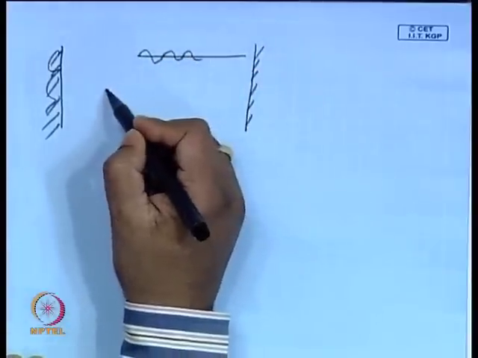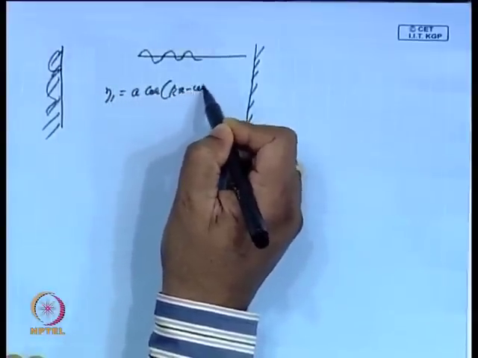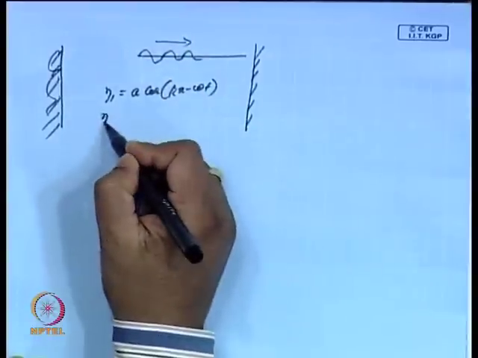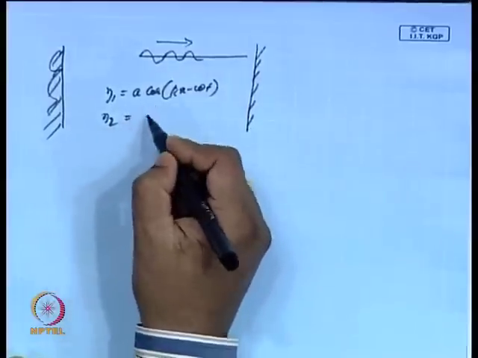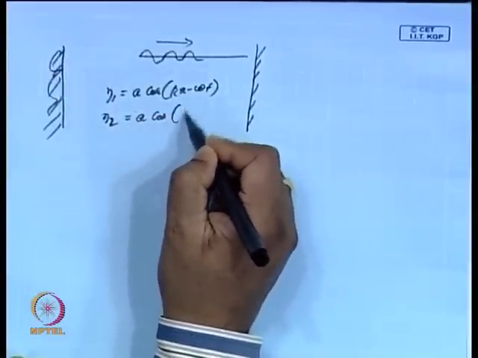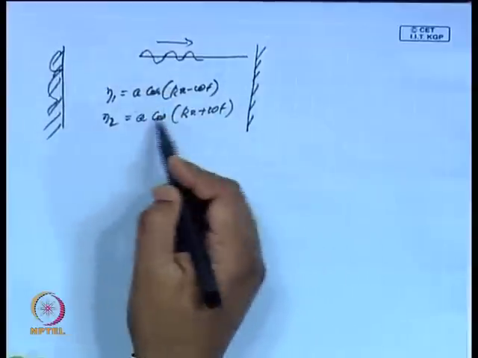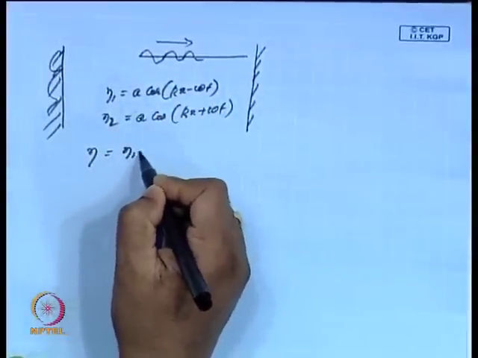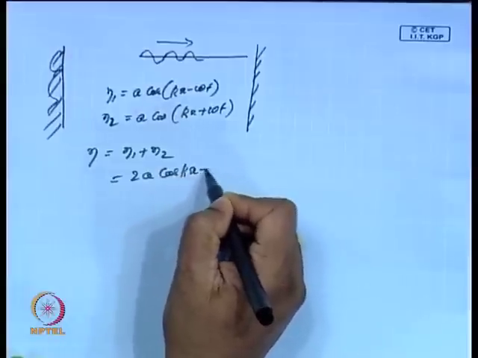Suppose eta 1 is equal to a cos(kx minus omega t). This was the wave which was approaching in the positive direction, and eta 2, once it hits a vertical wall, will be a cos(kx plus omega t), because it is a vertical wall, the whole wave will be reflected back. Then the resultant wave will be eta 1 plus eta 2, which is nothing but 2a cos kx cos omega t.